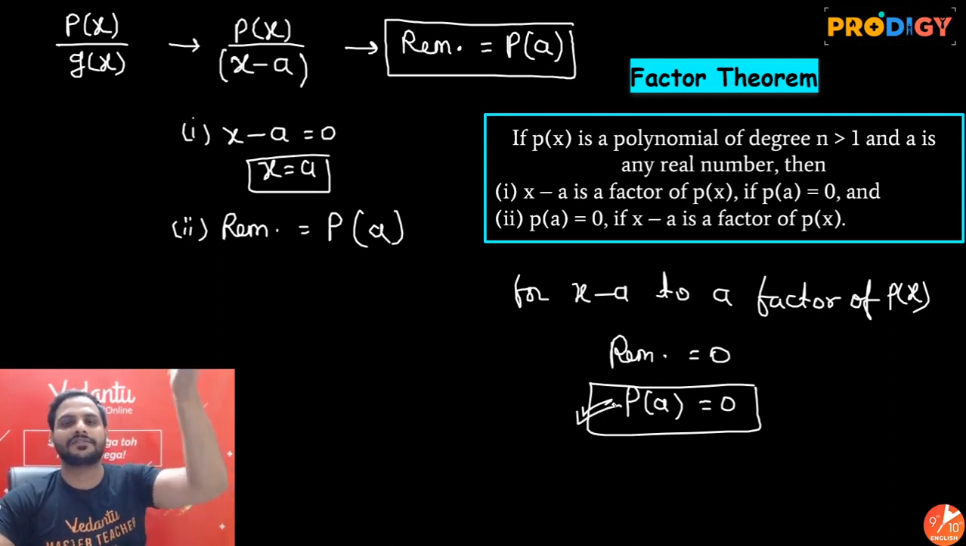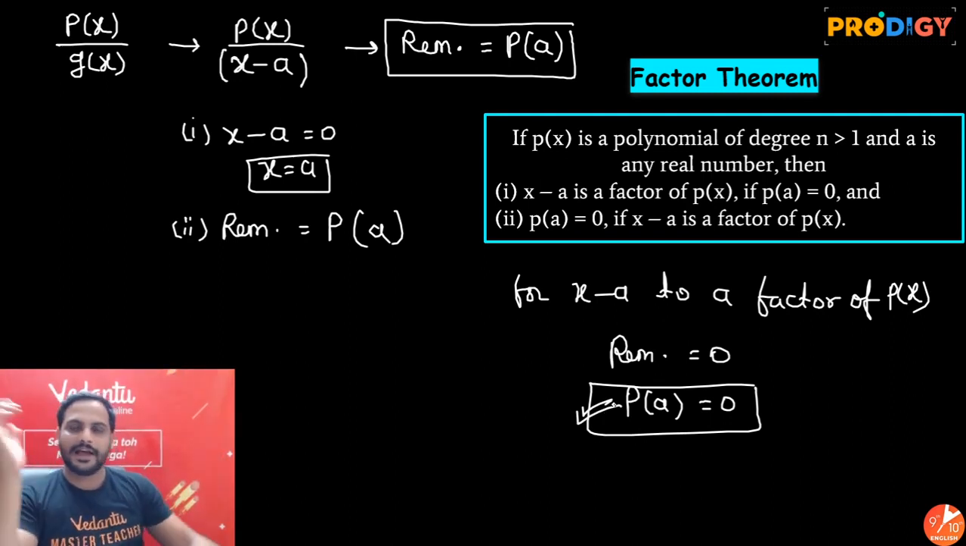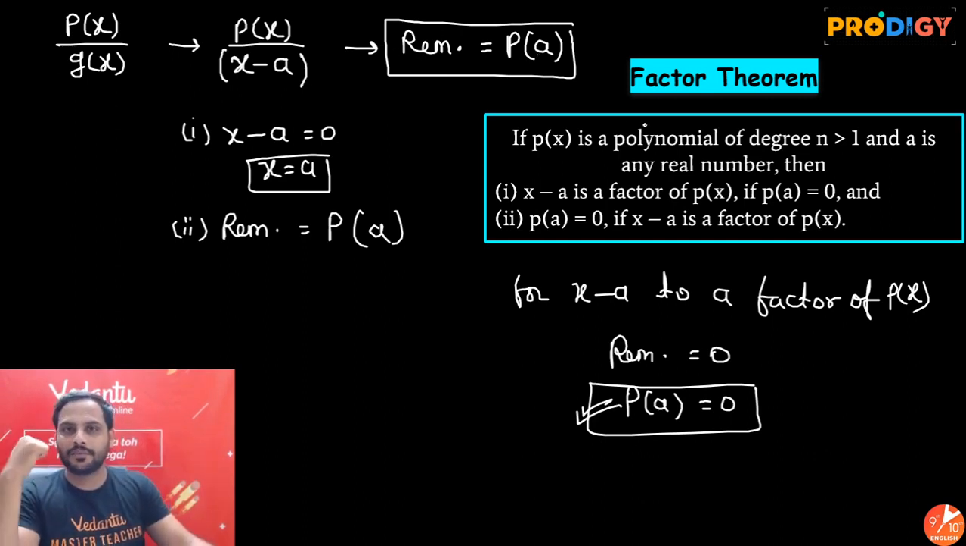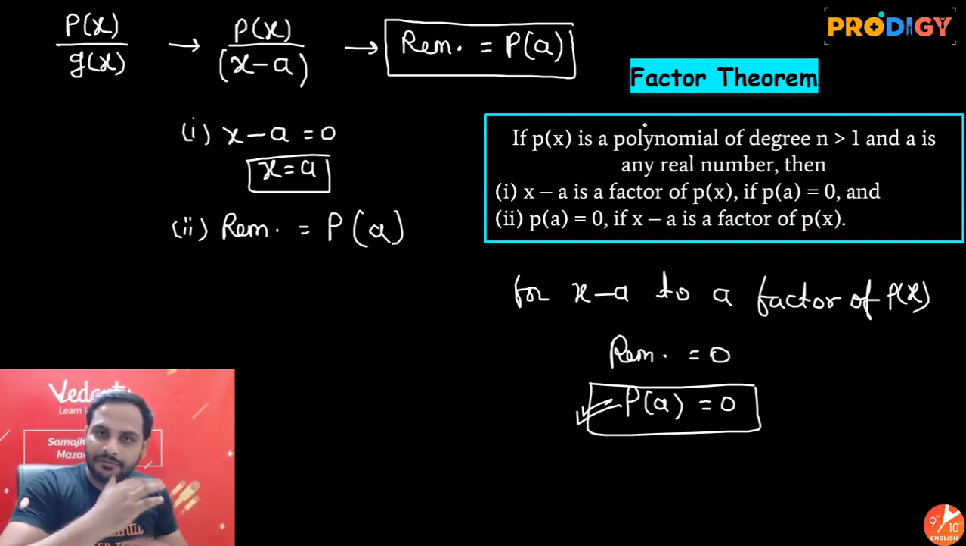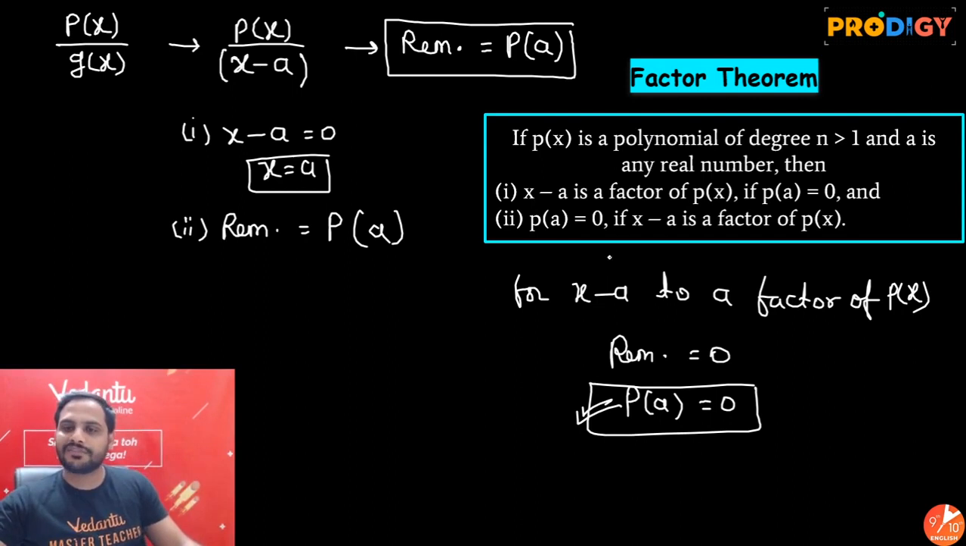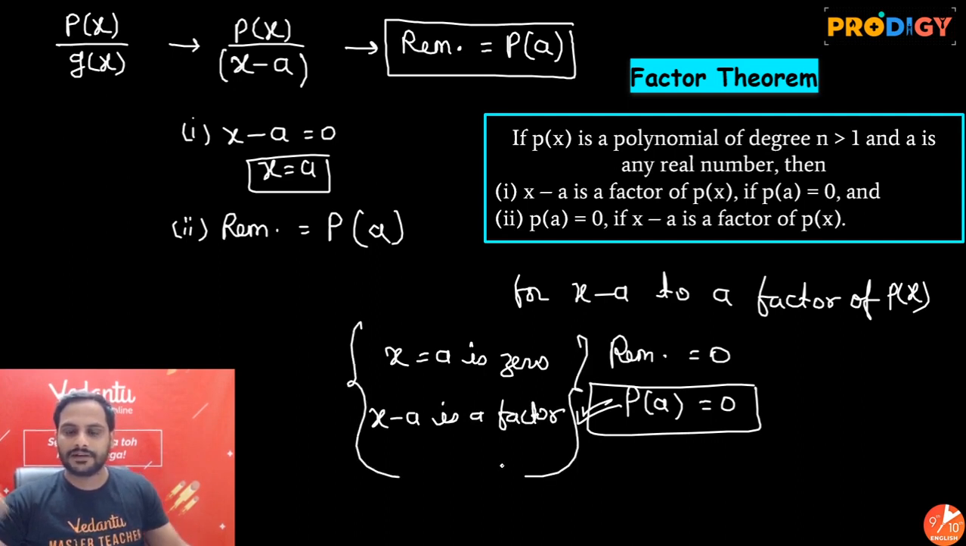So this is just one special case of the remainder theorem. I am saying x minus a will be a factor if the remainder is 0. The remainder is equal to p(a), so p(a) must be equal to 0. But from here we get a very important connection: if p(a) is 0, x minus a is a factor. So we got to know that if x equal to a is a zero, x minus a is a factor. That is a very important thing which we learn from the factor theorem.